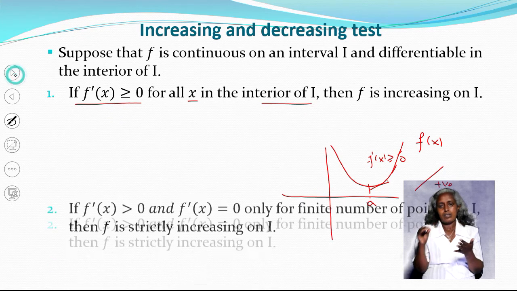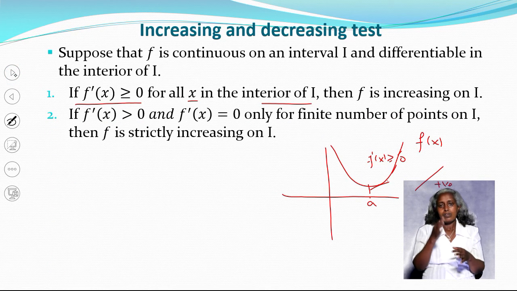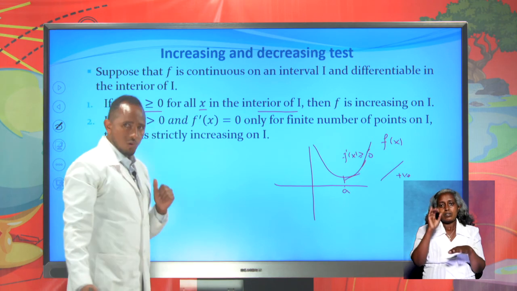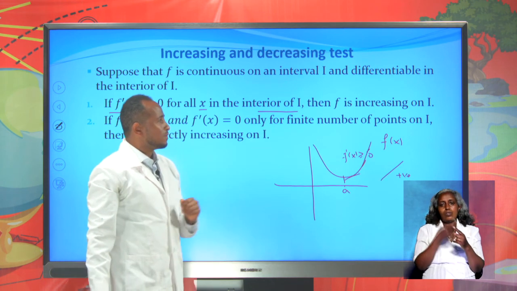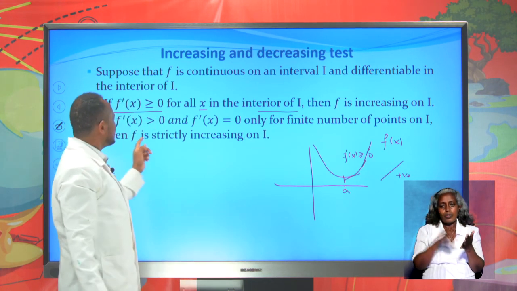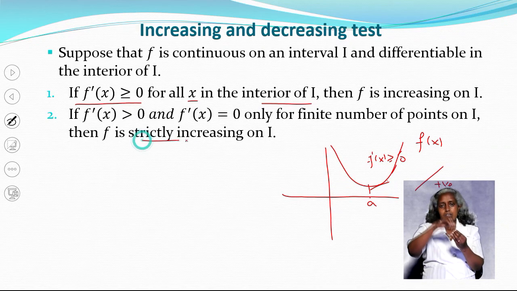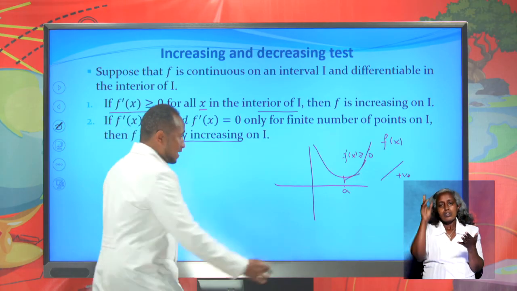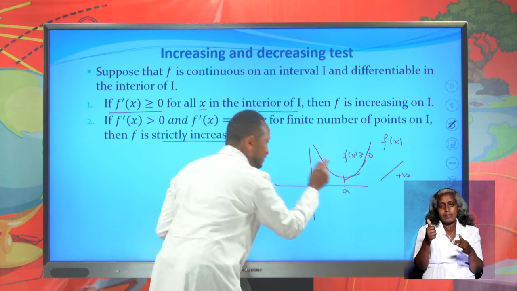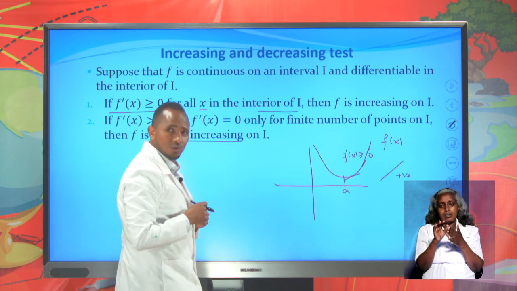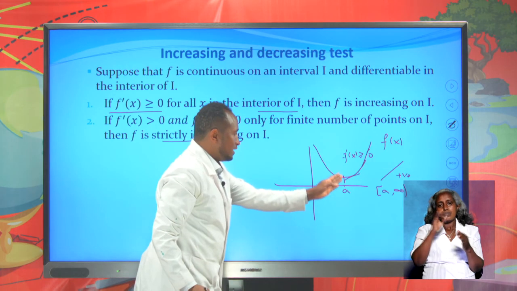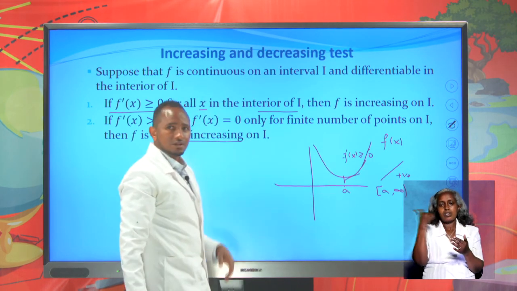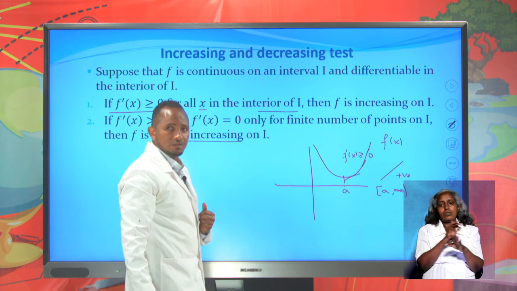And if f derivative of x is greater than 0, and the derivative is 0 only for a finite number of points on I, then f is strictly increasing in this case. Look, the derivative of this function at a, at a finite number a, is 0. So, this function is strictly increasing from a to infinity, because the derivative is 0 at the finite number a, and for the other part it is greater than 0. Therefore, this function is strictly increasing on this interval.